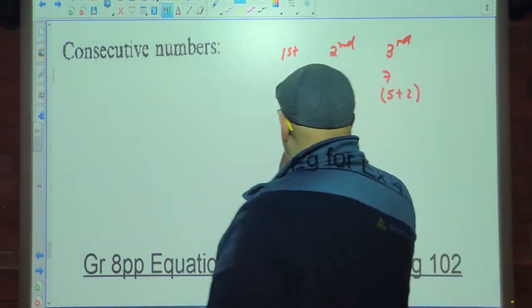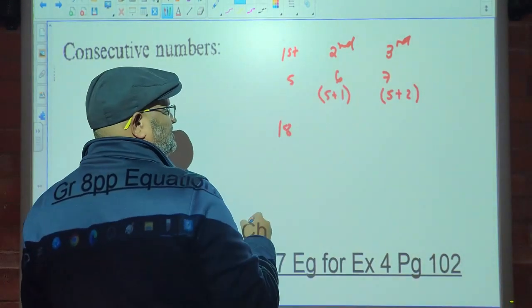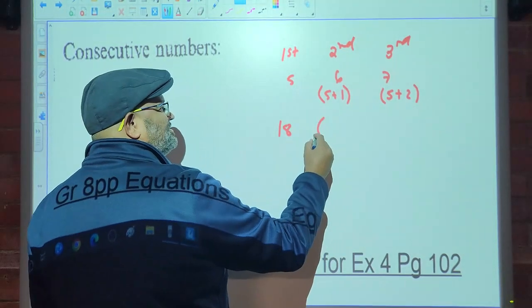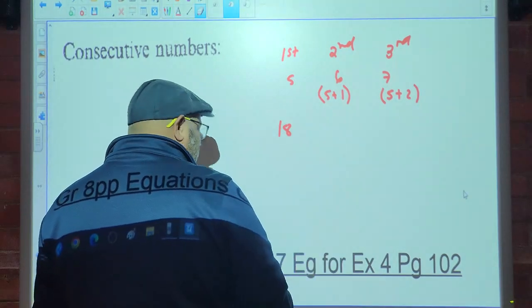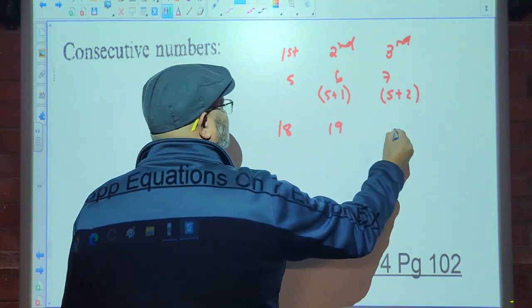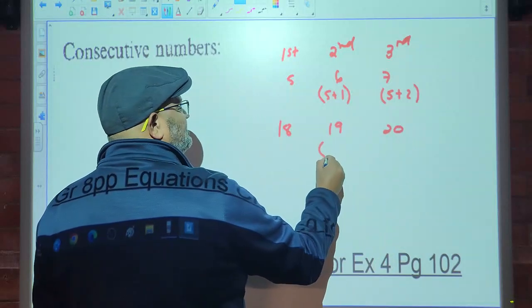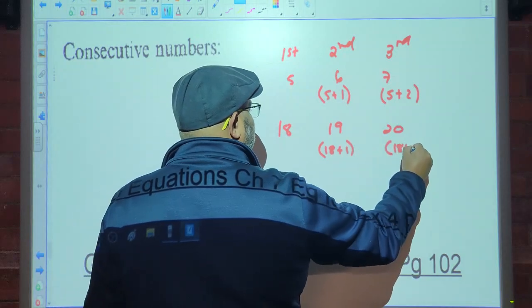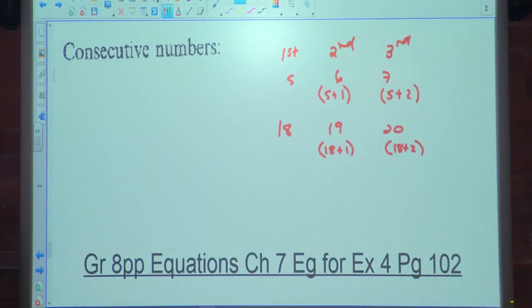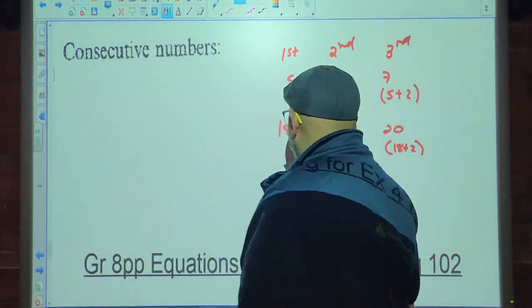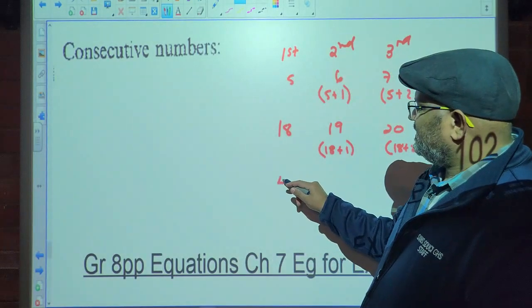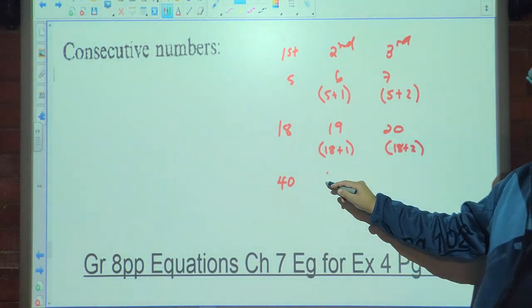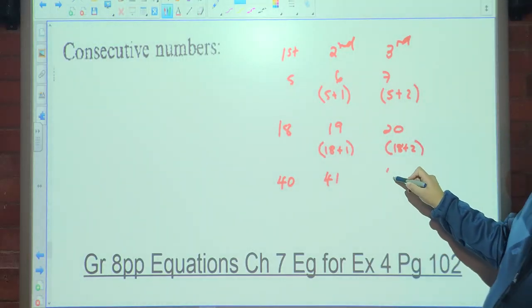So if the first number was 18, the next number is going to be 19 and then 20. How do I get 19? 18 plus 1 and 18 plus 2. So if the first number is 40, what's going to be your next number? 41. The next consecutive number then?